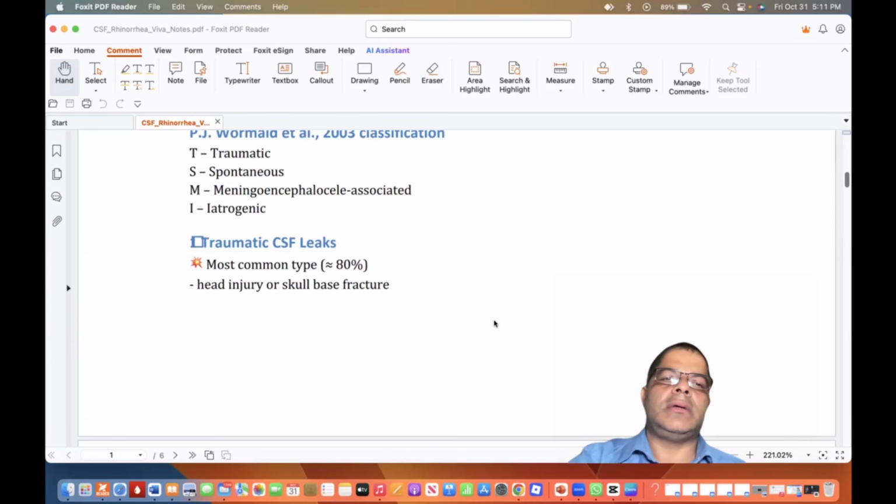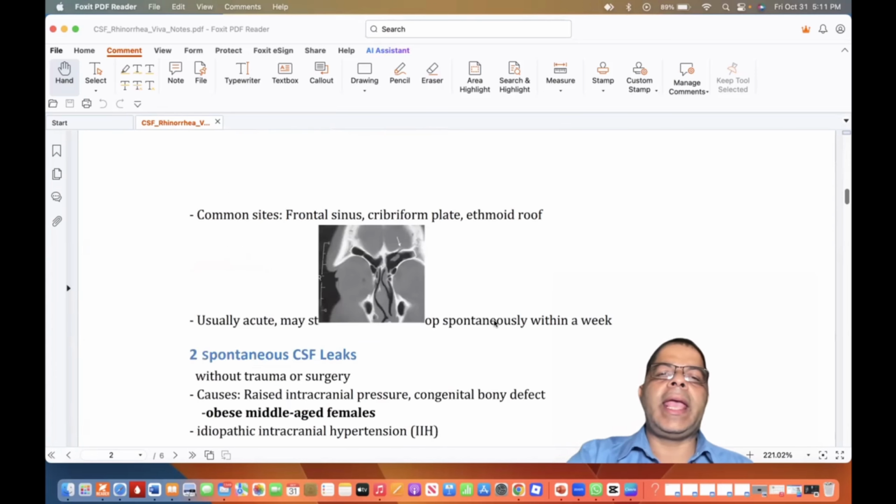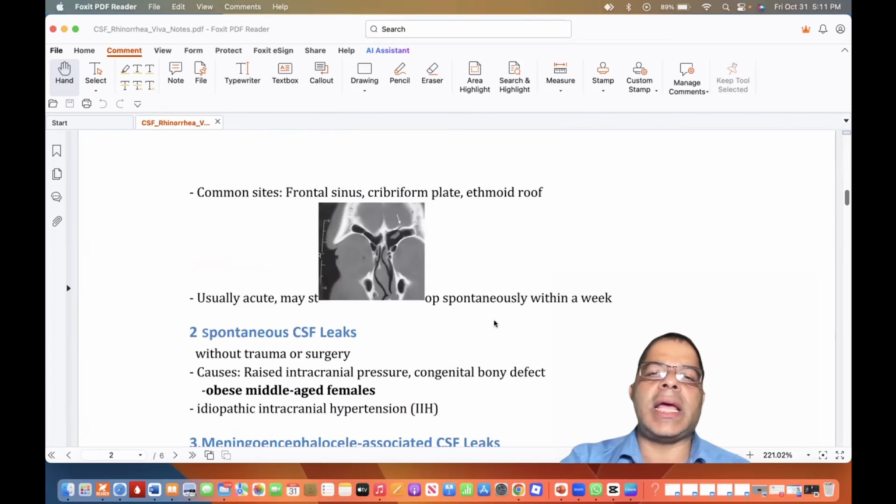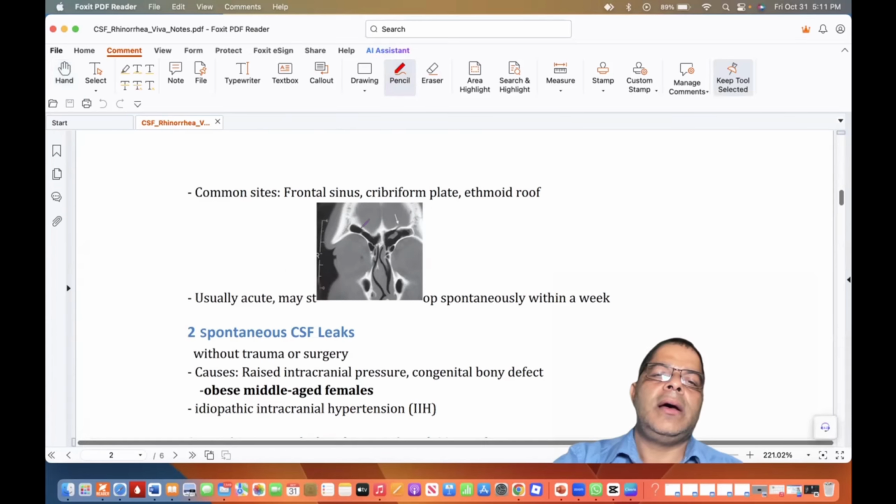Then what are the traumatic cases here? This is the most common type, including especially head injury and skull base fracture. Common sites, again the same area: frontal sinus, cribriform plate, and ethmoid roof. If you see here in the CT scan, just outline here, this is the cribriform plate. You can see the crista galli over here, and you see there is a fracture and some leakage on this side.